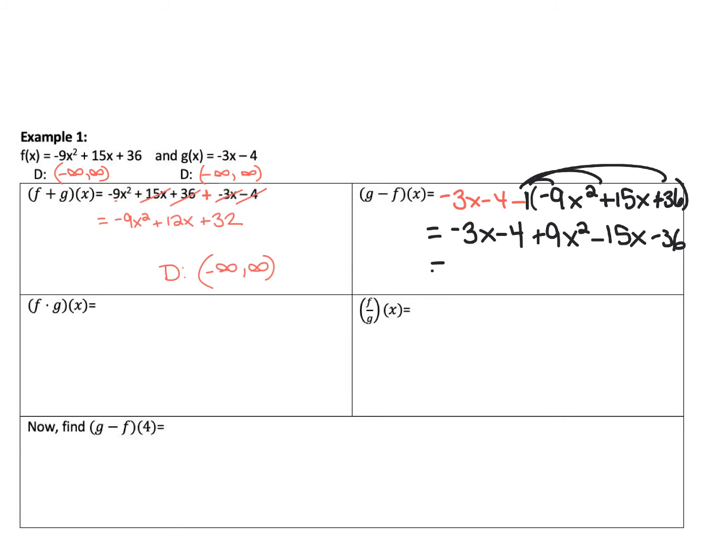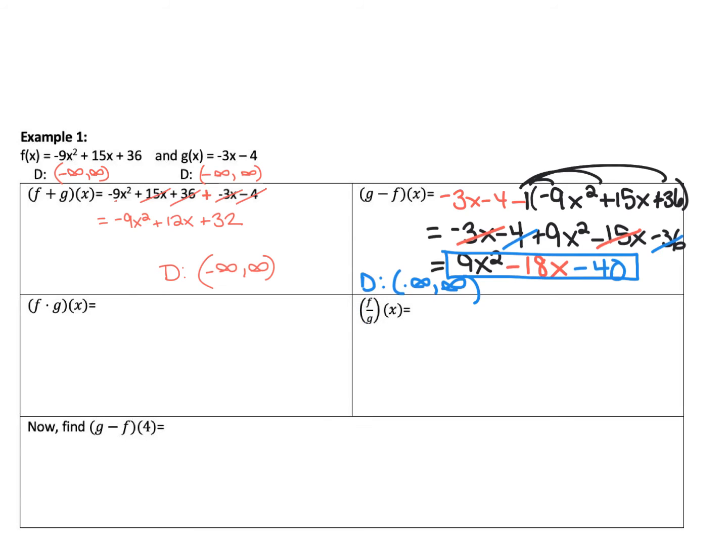So I look for all my like terms. I have a positive 9x squared. Then I go to my linear terms. There's a negative 3x and a negative 15x, which would be minus 18x. And then I go to my constants. I have a negative 4 and a negative 36, which would be negative 40. So I have no more like terms. So again, I get a quadratic function here. And the domain, well, I've already talked about it before. It's the intersection of the two sets, negative infinity to positive infinity. Here's a hint. The domain for adding, subtracting, and multiplying will always be the same. Division is the wonky one you've got to watch out for.